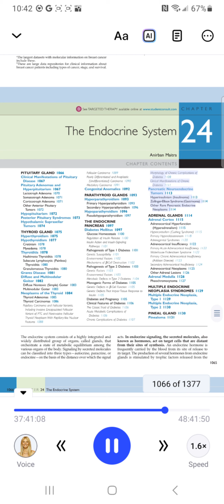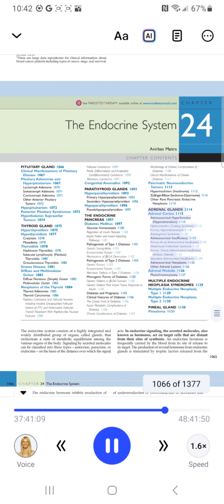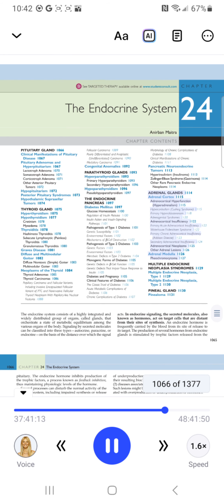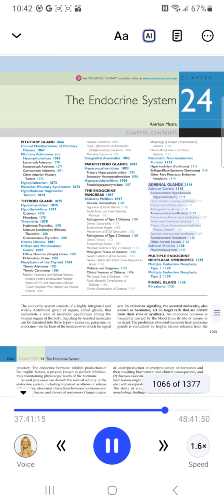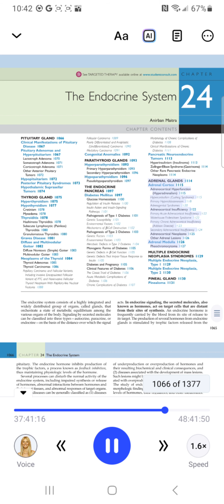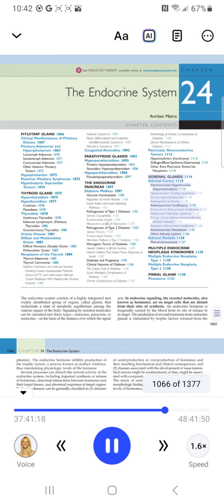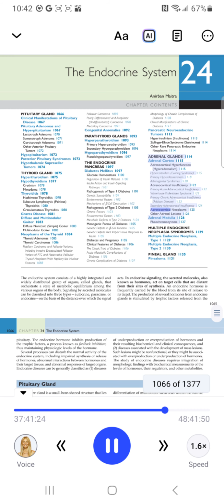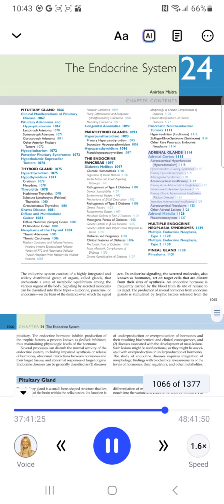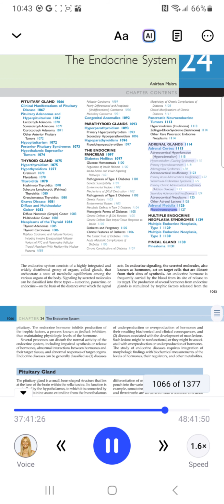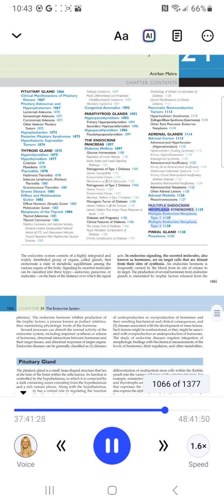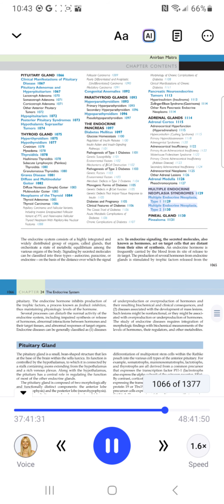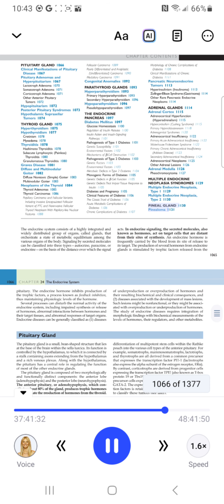rare pancreatic endocrine neoplasms, 1114 adrenal glands, 1114 adrenal cortex, 1115 adrenocortical hyperfunction, hyperadrenalism, 1115 hypercortisolism, Cushing syndrome, 1115 primary hyperaldosteronism, 1118 adrenogenital syndromes, 1120 adrenocortical insufficiency, 1122 primary acute adrenocortical insufficiency, 1122 Waterhouse-Friderichsen syndrome, 1122 primary chronic adrenocortical insufficiency, Addison disease, 1124 adrenocortical neoplasms, 1125 other adrenal lesions, 1126 adrenal medulla, 1126 pheochromocytoma, 1127 multiple endocrine neoplasia syndromes, 1129 multiple endocrine neoplasia type 1, 1129 multiple endocrine neoplasia type 2, 1130 pineal gland, 1130 pinealoma, 1131.